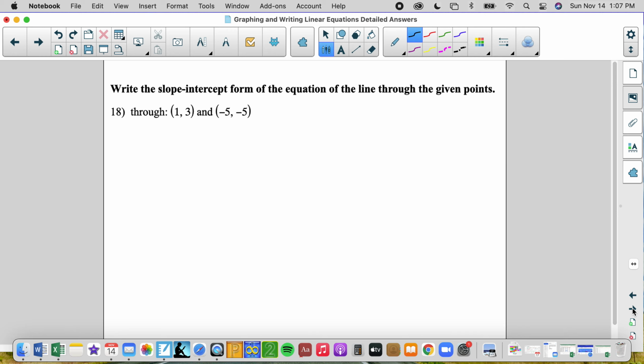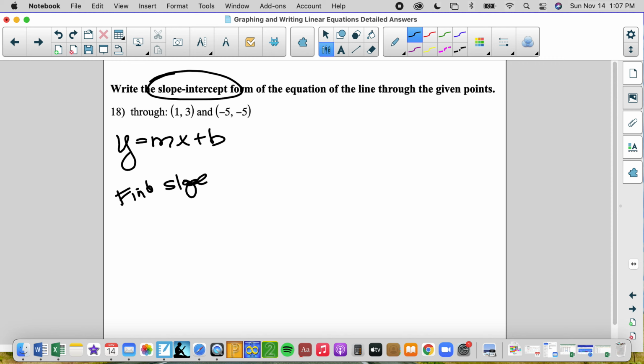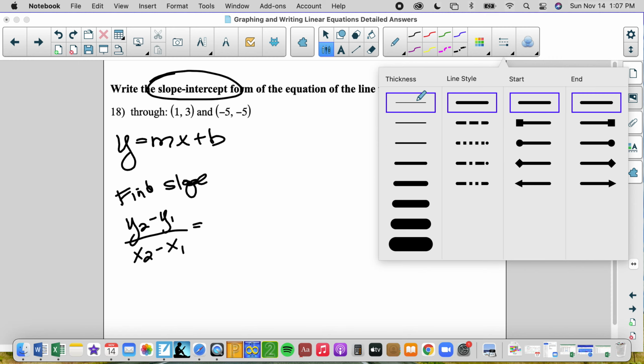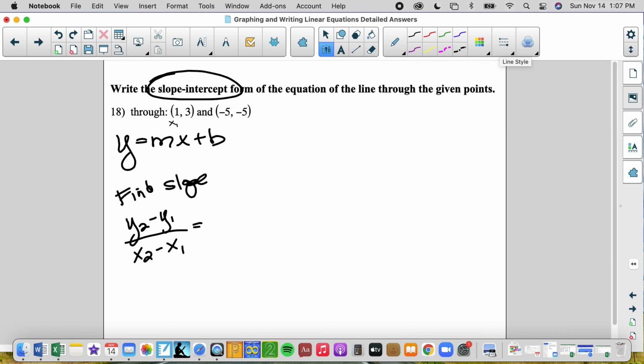Okay, the next one. Remember, we start off with this template. Why this template? Because it wants it in slope-intercept form. The first thing I'm going to do is find the slope. I was given 2 points, so I'm going to use y sub 2 minus y sub 1 over x sub 2 minus x sub 1. That's the easiest way to find the slope when given 2 points. This is my x sub 1 and this is my y sub 1: my x value and y value for my first point. This is my x value for my second point and my y value for my second point.